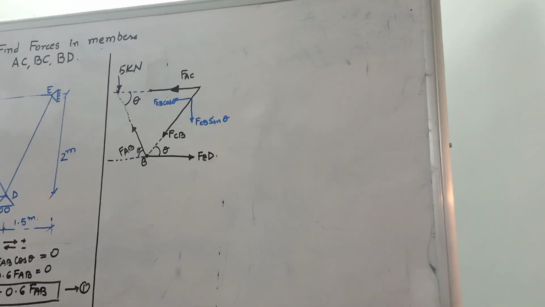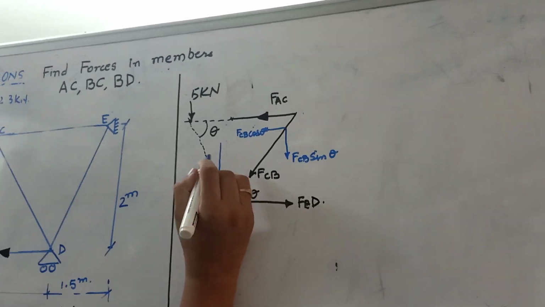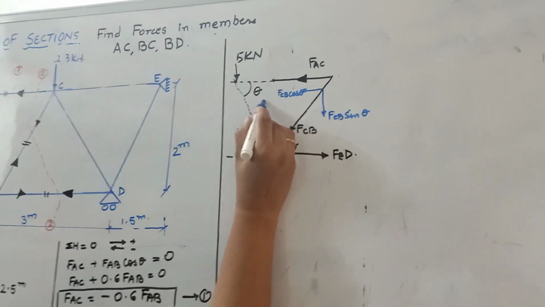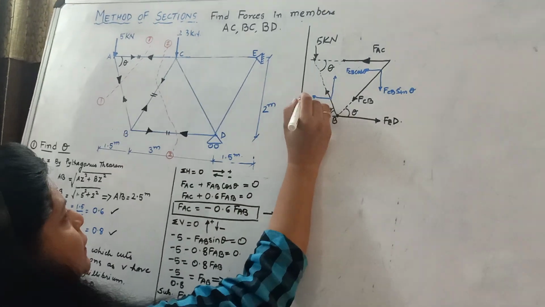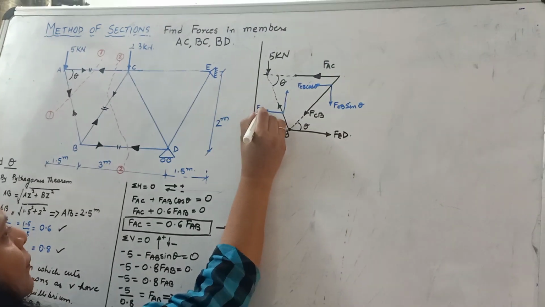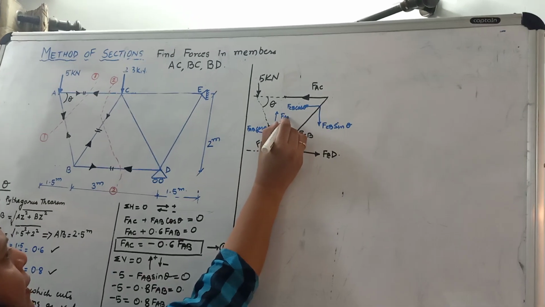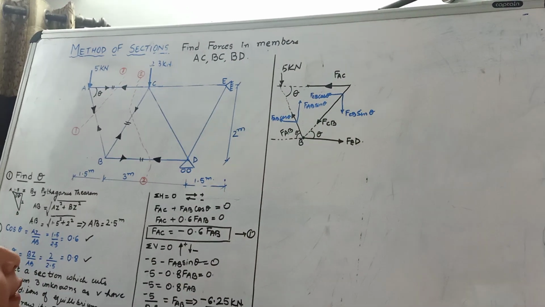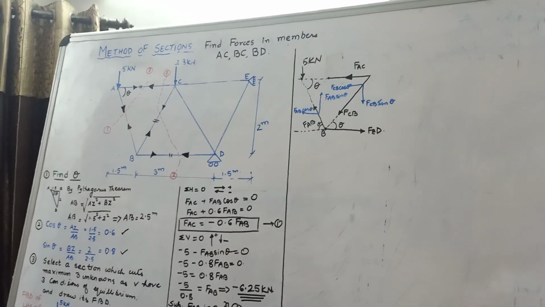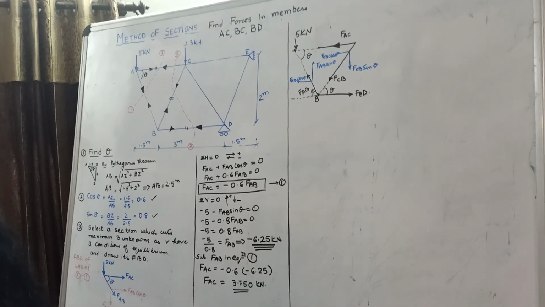Okay, similarly, if I resolve this into two parts, we get FAB cos theta, and over here we get FAB sin theta. Okay, any other inclined member is left? No. So now what we will do? We will apply our conditions of equilibrium.